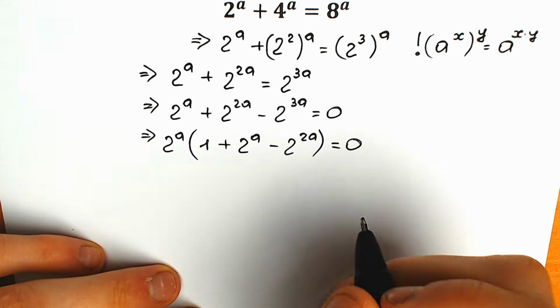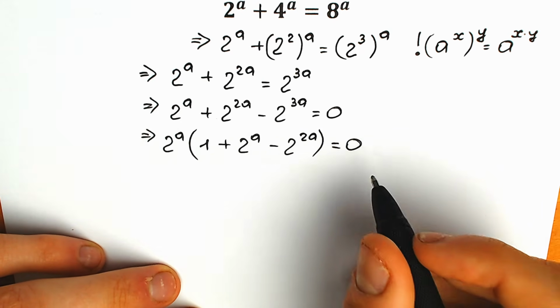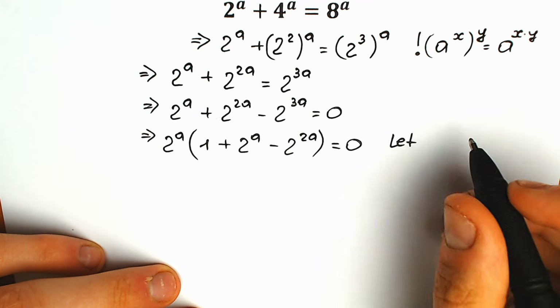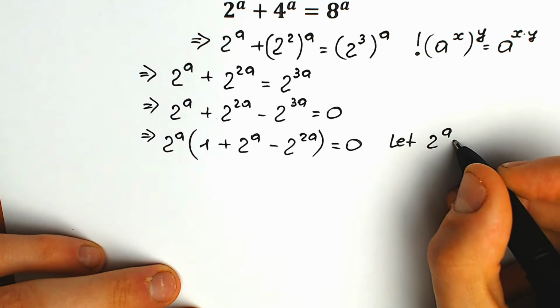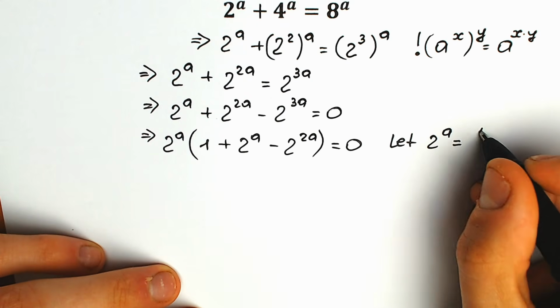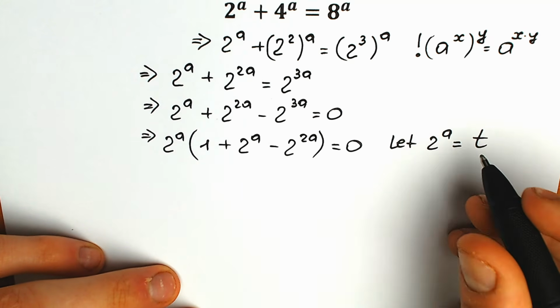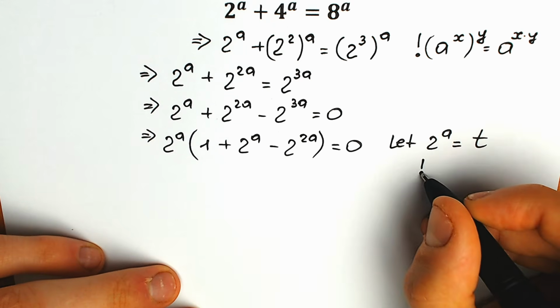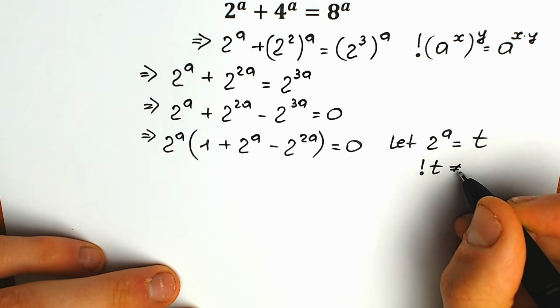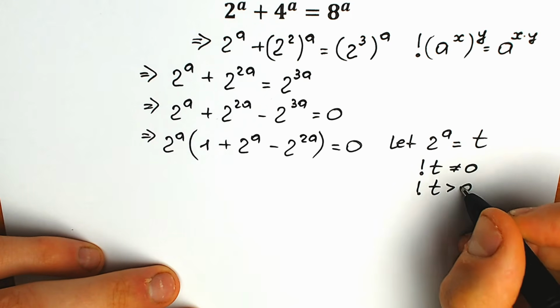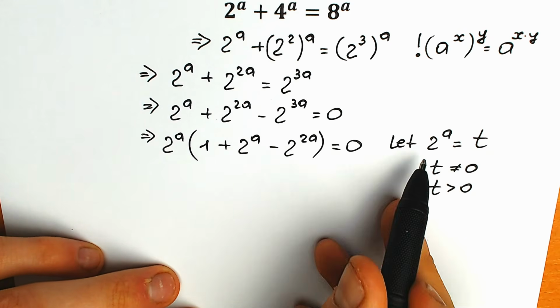Right now, what we're going to do next, I recommend you to write the substitution. So let 2 to the power a equal to t. And we have restrictions right here, because if 2 to the a equal to t, then t is not equal to 0. And second one, t is greater than 0. Okay, so right now let's use this substitution.